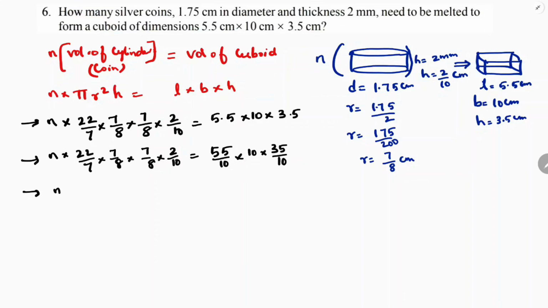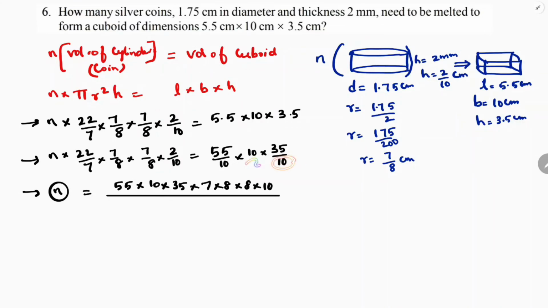Now as I need to find N, I'll make N the subject. So N equals, the values in the numerator here, 55 into 10 into 35. The values which are in the denominator here, I'll take towards the right side. So it will become into 7 into 8 into 8 into 10. And now the values in the denominator are 10 and 10.